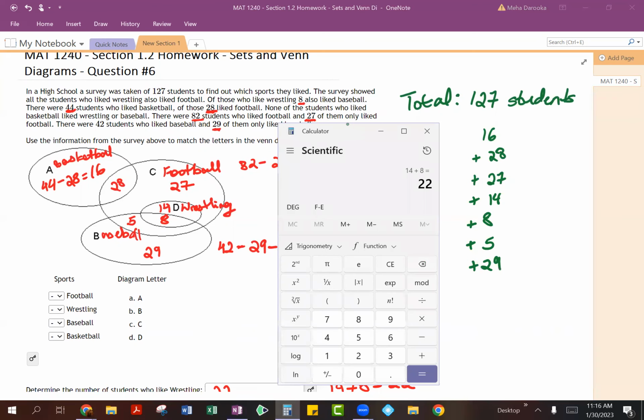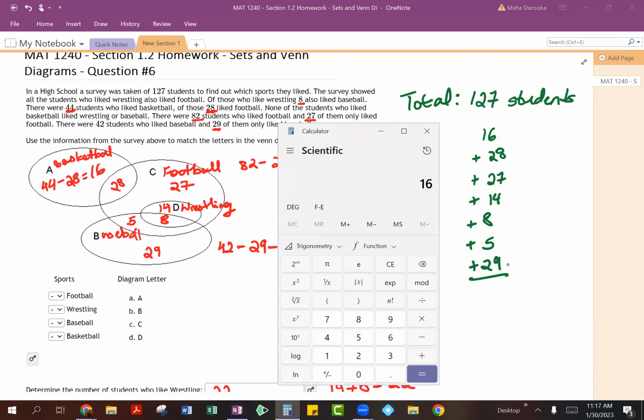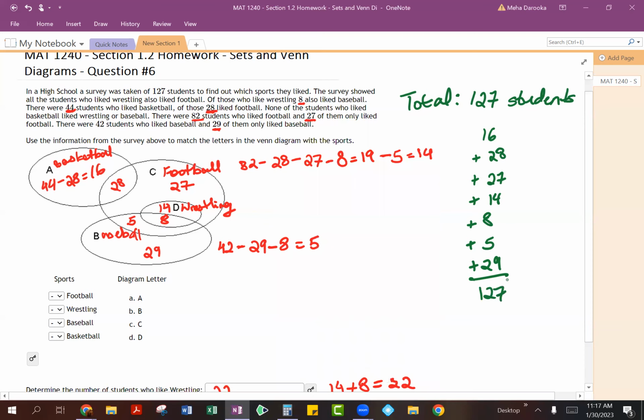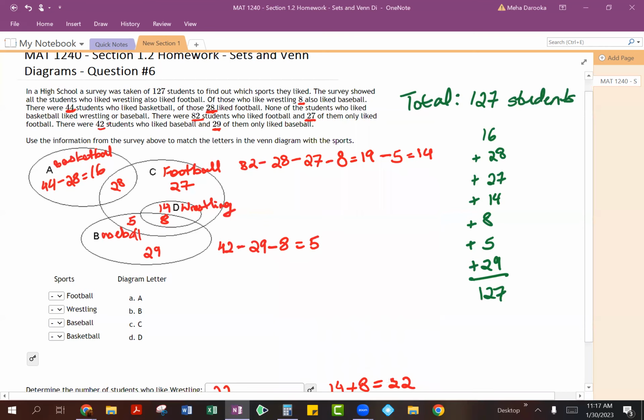So let's go ahead and add all these numbers together and make sure it adds up to 127. So we've got 16 plus 28 plus 27, let's see, plus 14 plus 8 plus 5, and then the last one was 29, and it adds up to 127, and that tells us everything that we did inside the circle was definitely correct, and you can get your answer.